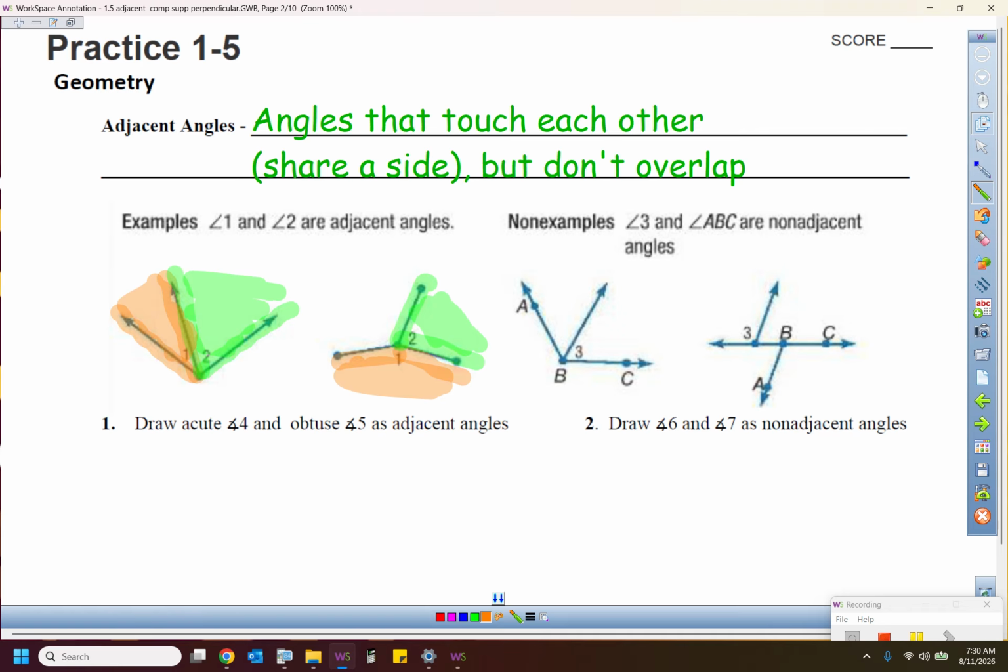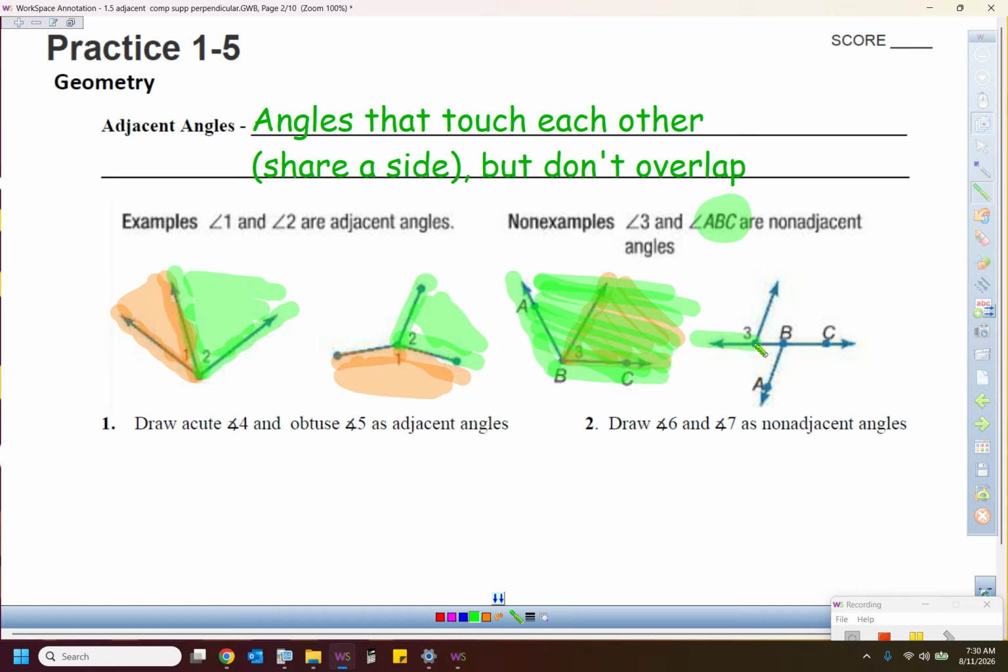Here's some examples of things that are non-adjacent. So angle 3, that would be like this orange angle right here. And angle ABC, check that guy out. Let's use green. Angle ABC, if I was to highlight from A to B to C, it's true that they touch each other, but if I was to shade in this orange guy right here and then shade in the green guy, can you see that the entire orange one is on the interior of the green one? And that's not good, right? That's not adjacent to each other.